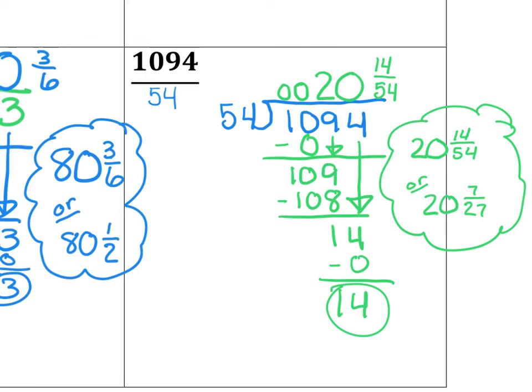So checking this one's a little trickier. So 20 times 54, well, 2 54s is 108. So 20 54s would be 1080. And then when I add 14 to that, I get 1094. So I'm back to that original. If you want a more general estimation to check your answer, you could do 20 times, and our 54 would round to 50. So 20 times 50 is 1,000, and that tells me that I'm in the ballpark.